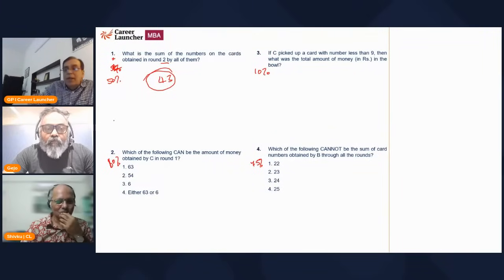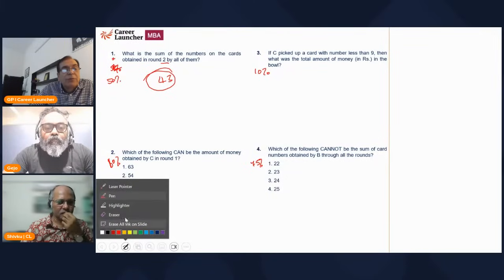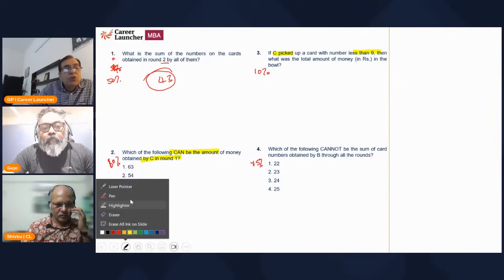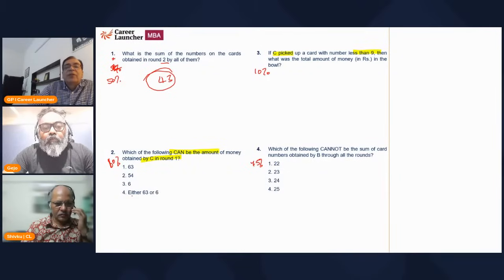Now look at something I want students to notice. I'll just highlight a couple of things and then I'll shift to the pen again. Which of the following can be the amount of money? C picked up a card with number less than 9. Now look at these two questions. These two questions are clearly telling you multiple cases.